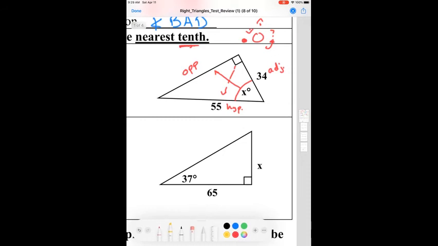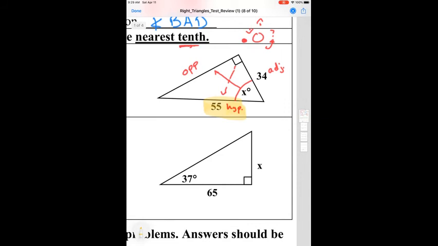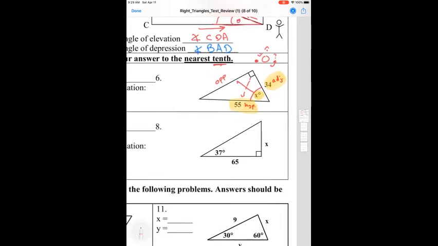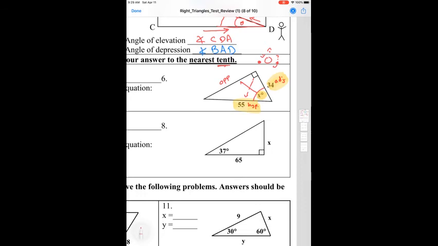The second step is identify what sides you have information for and what you are looking for. Now in this case, notice how x is an angle, which is telling me that I'm going to have to use trig inverse. So nothing has changed. The only difference is I have to use trig inverse at the end.